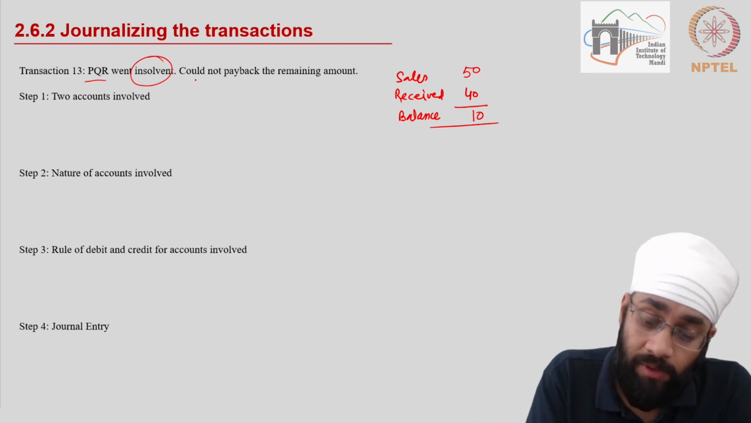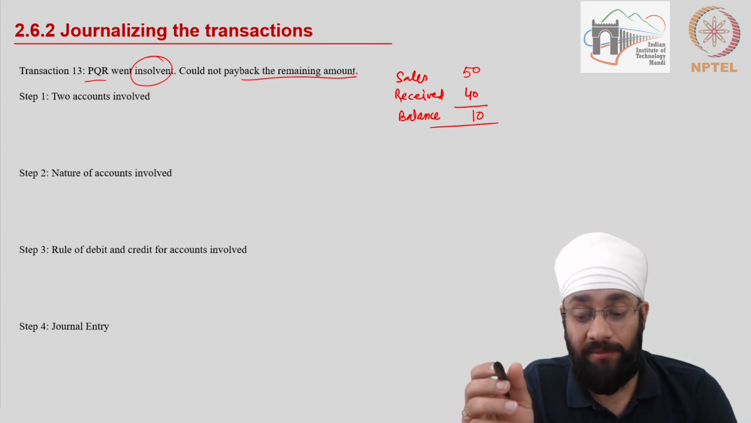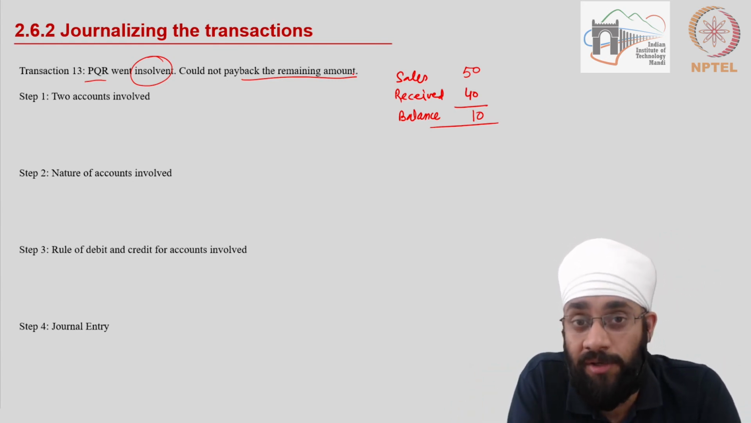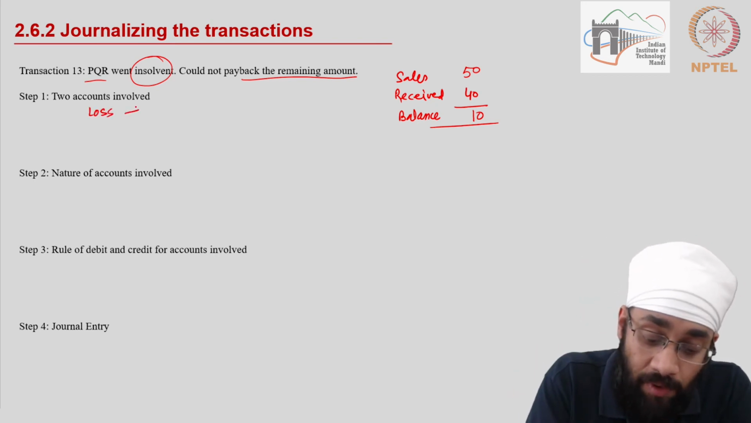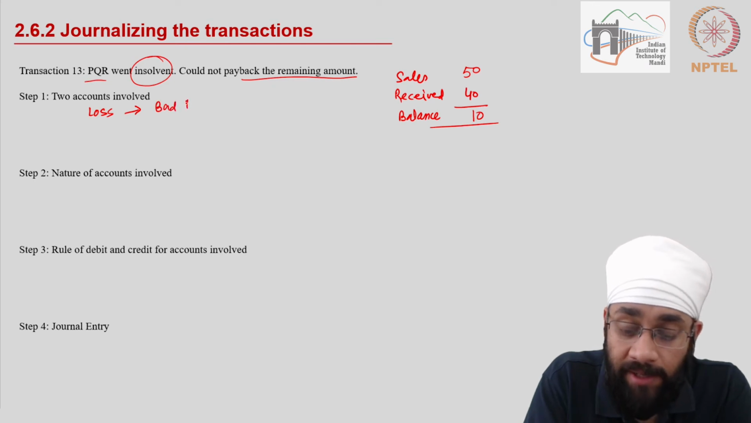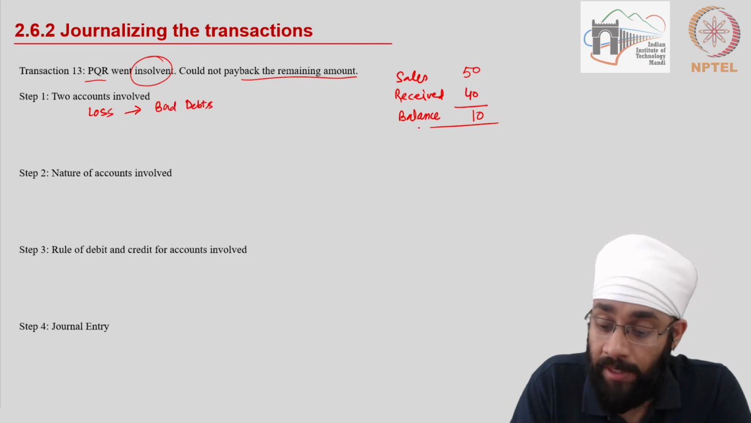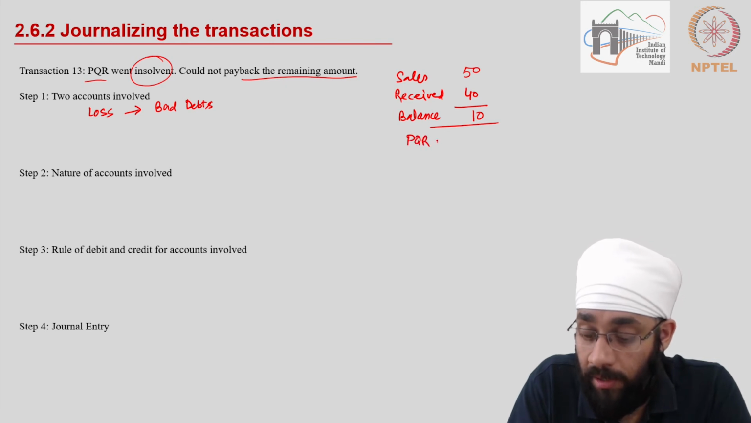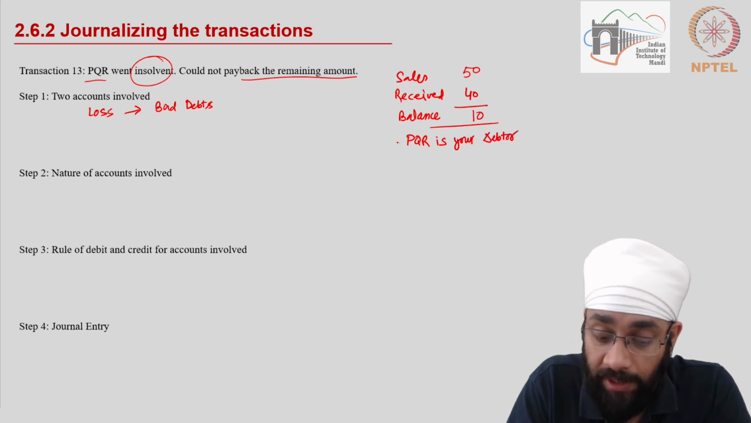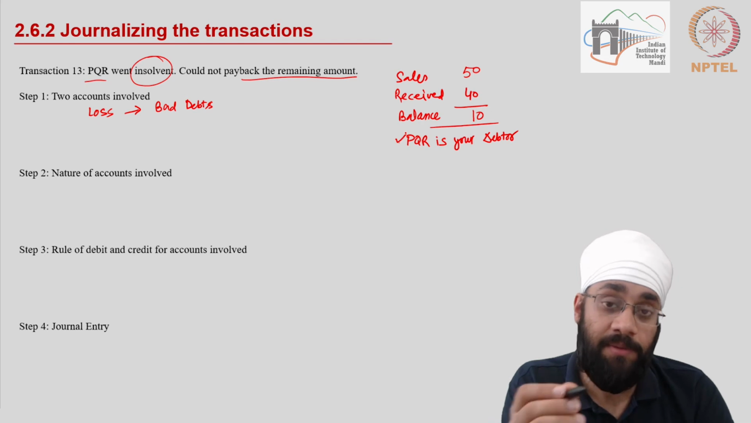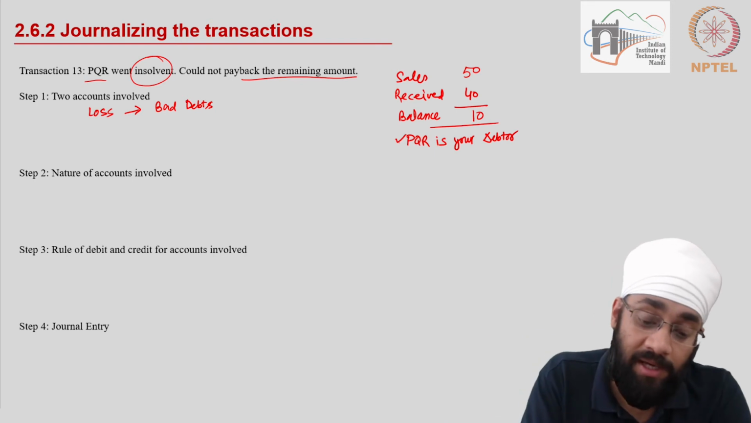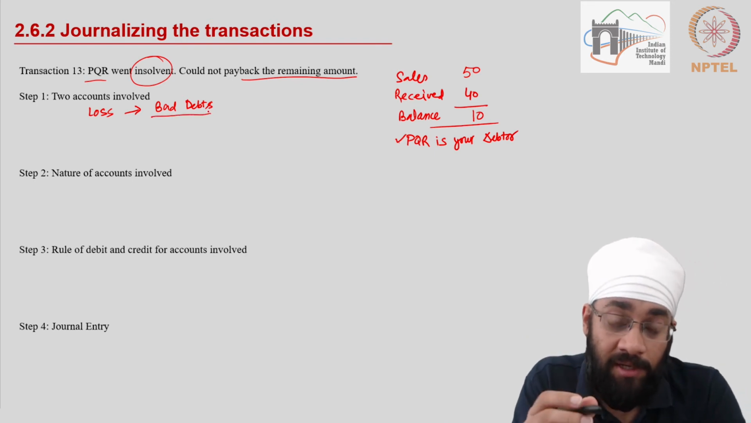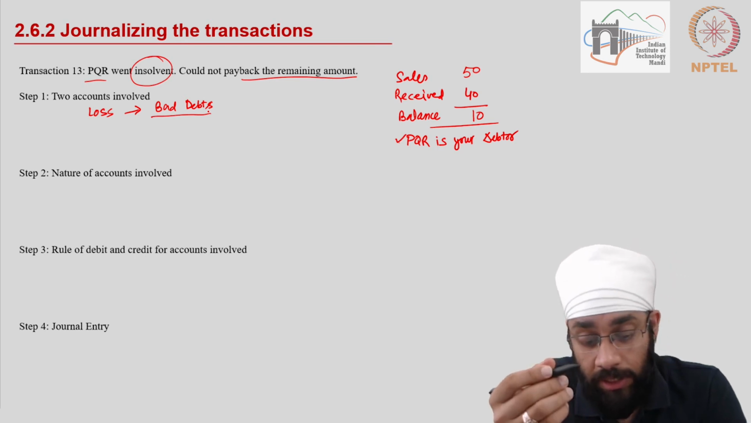Now he is not paying you, and when that happens, you have a loss. You have to recognize a loss. The name of the loss is called bad debts. Understand that PQR is your debtor. When he cannot pay you, he becomes a bad debtor. And the collective term for all these debtors who can't pay you now is bad debts. It's a loss. So that's the first account which is involved.